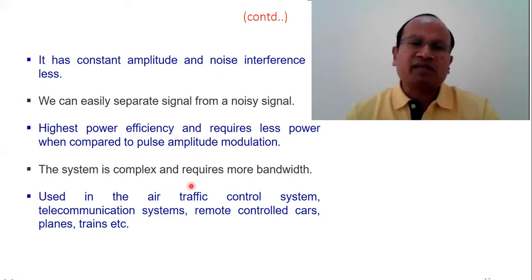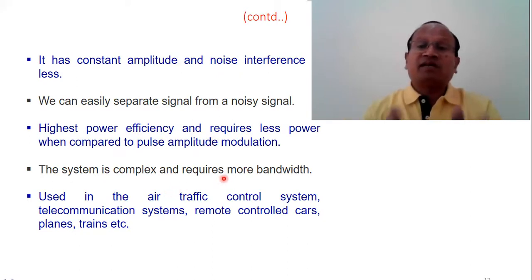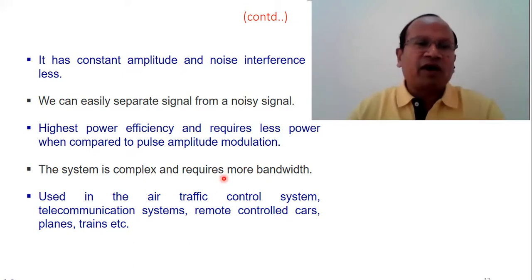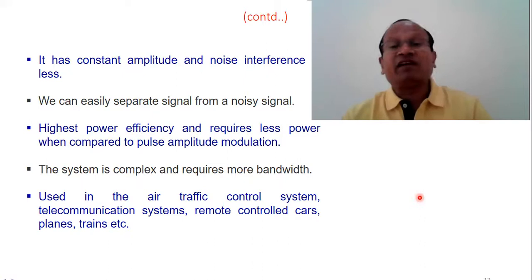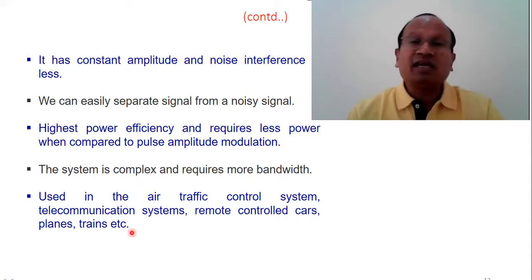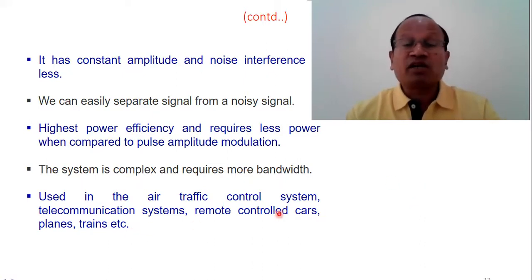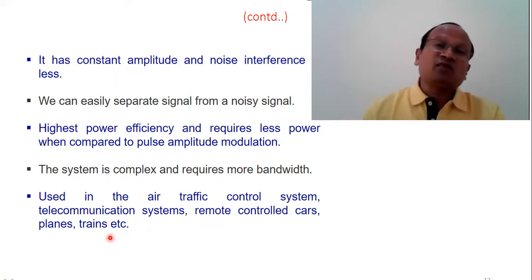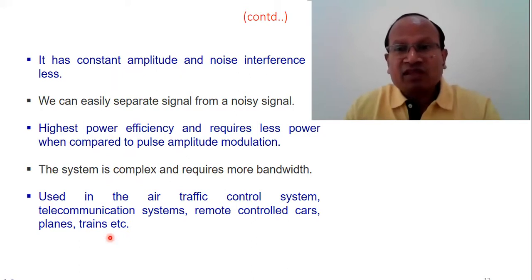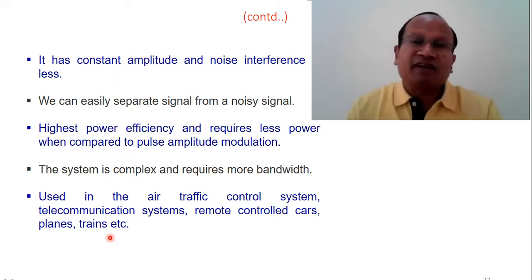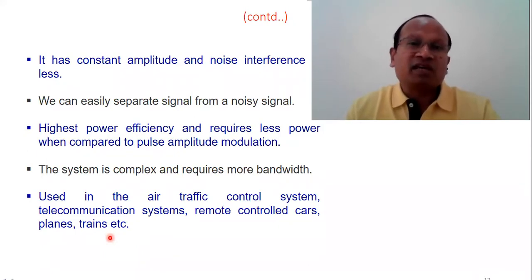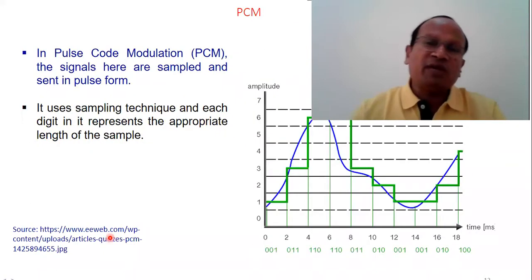The system is complex, and it requires more bandwidth because of expansion and narrowing. It is used in air traffic control (ATC), telecommunication systems, and remote control of cars, planes, and trains. You can see that there is a wide range of applications where PPM is applicable. So this is about PPM.